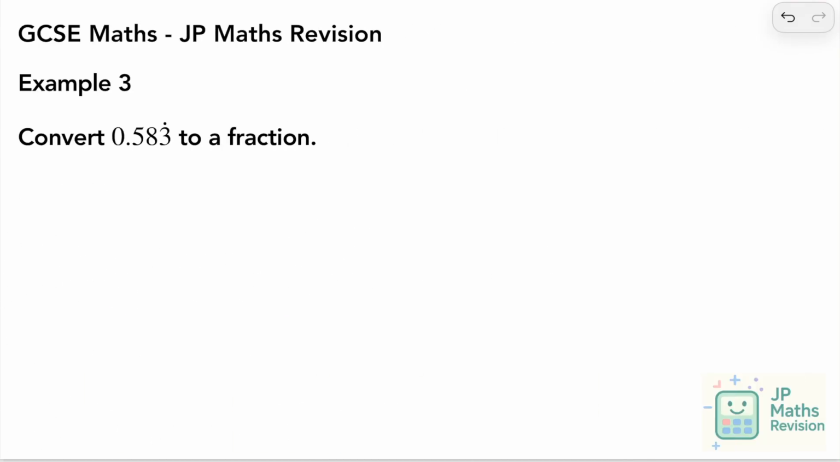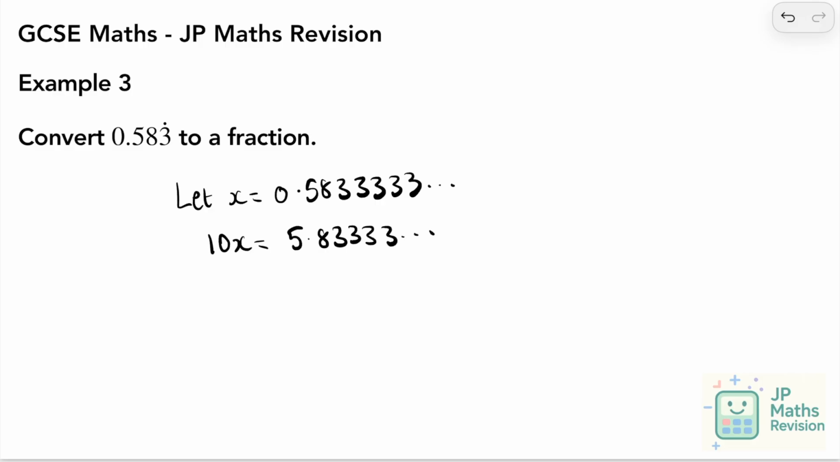So here's another example. This time we're converting 0.583 recurring to a fraction. If the dot is just on the 3, it means that the 3 is the only part that's recurring. So I'm going to let x equal 0.583333. I'm then going to find 10x. 10x is going to be 5.83333. And then I'm going to work out 100x. 100x is 58.3333. Now still nothing's cancelling, because I've got a 333 here, an 8333 here, and a 5833 here.